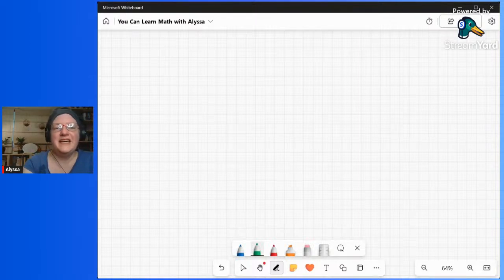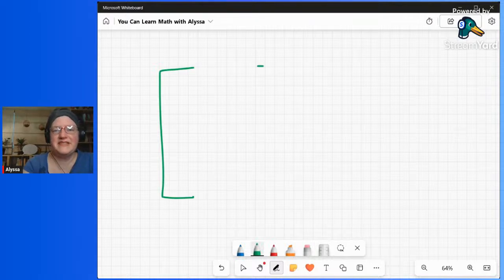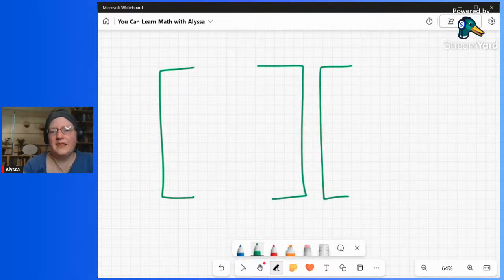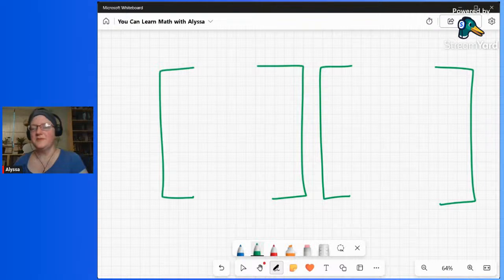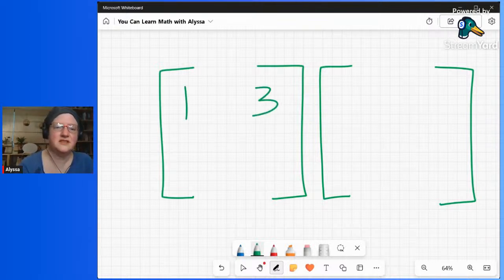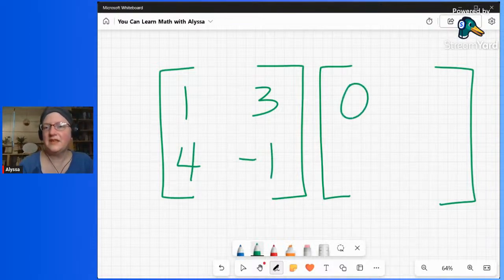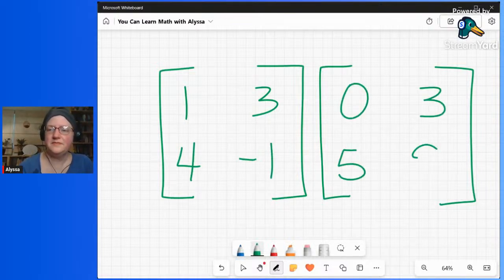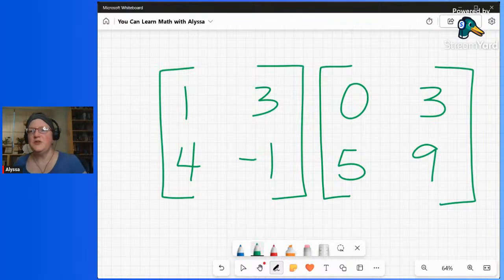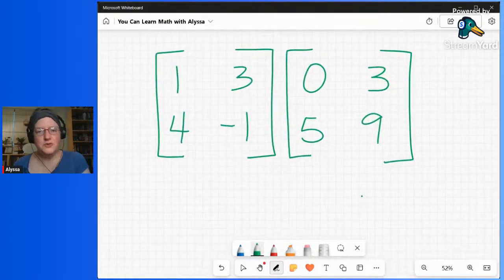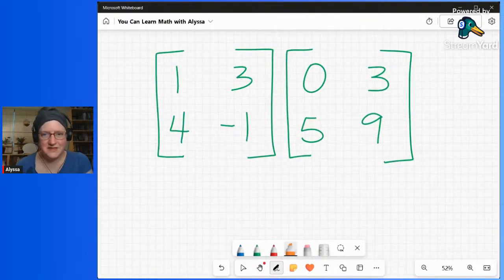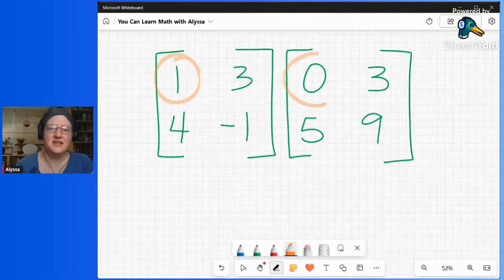So, right. If we have two matrices and we want to add or subtract them, I'm just going to do a basic 2 by 2 here. If we are wanting to add them, all you do is you add the points that correspond. It's the easiest way to say it. So upper left, same row, same column. You add them together.